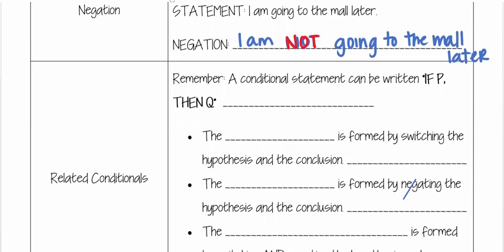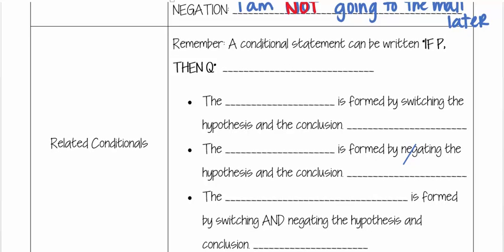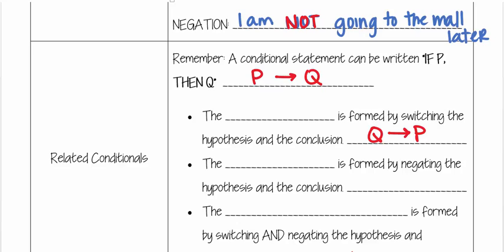In addition to conditional statements, we have related conditionals. Remember, a conditional statement is "if P, then Q." We have 3 other ones that you need to know. The first one is formed by switching the hypothesis and the conclusion around. So it'll be "if Q, then P." This is called the converse. The converse switches them around.